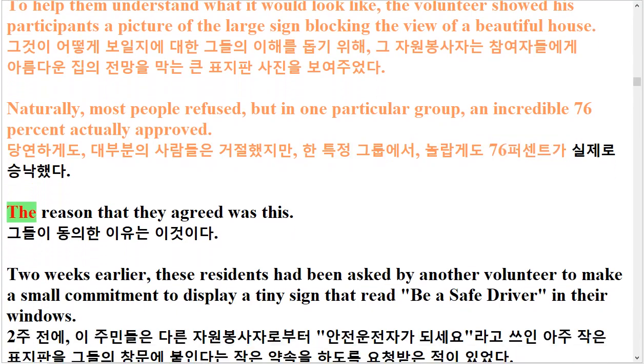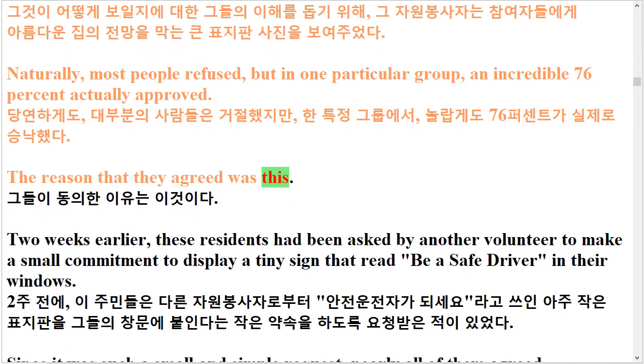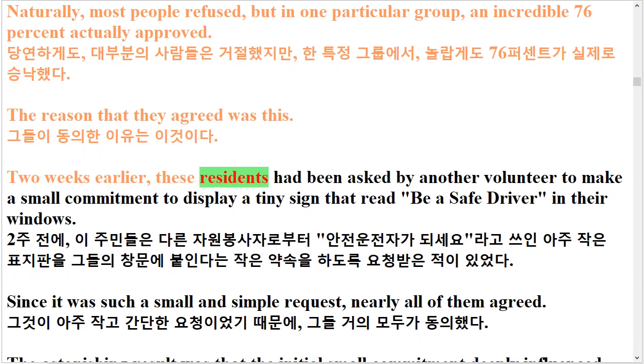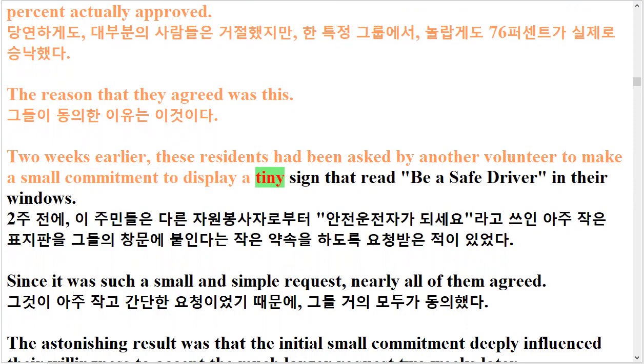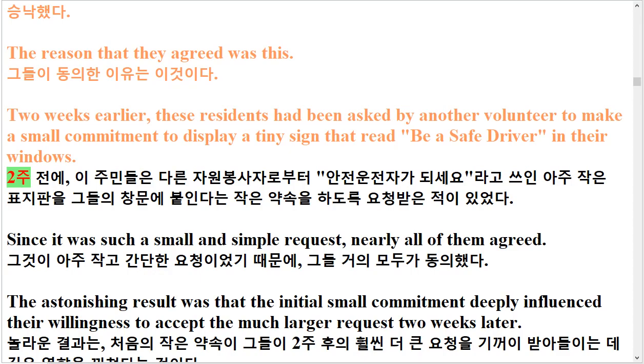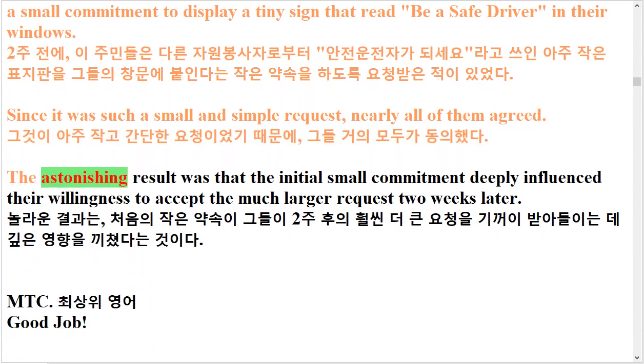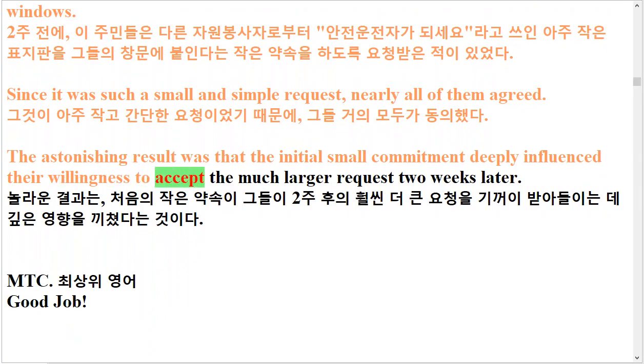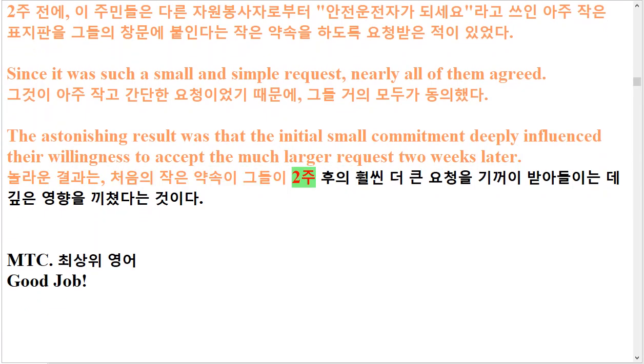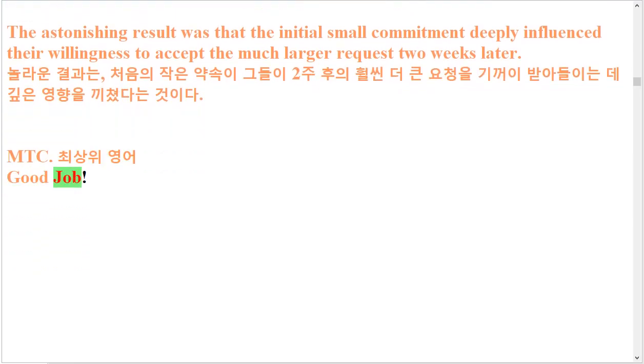The reason that they agreed was this. Two weeks earlier, these residents had been asked by another volunteer to make a small commitment to display a tiny sign that read "Be a safe driver" in their windows. Since it was such a small and simple request, nearly all of them agreed. The astonishing result was that the initial small commitment deeply influenced their willingness to accept the much larger request two weeks later.